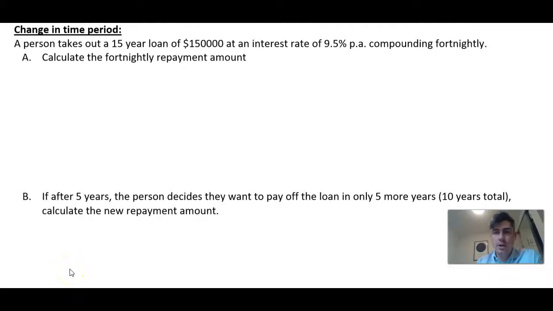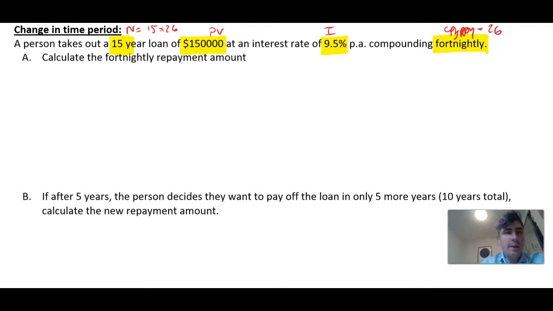Okay, in this video we're going to look at changes to a loan when there's a change in time period. So you can see here that a person has taken out a 15-year loan of 150,000 at 9.5% fortnightly. Immediately that gives us various values. It gives us our N, which is going to be 15 years times 26. It's got PV there, it's got I there, and it's got CPY and PPY, which is 26. They want us to calculate the payment at the beginning of the loan.